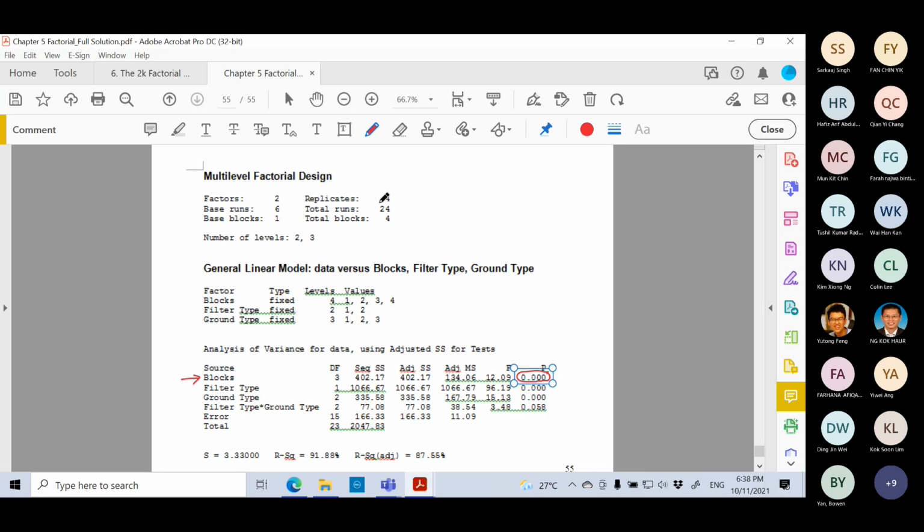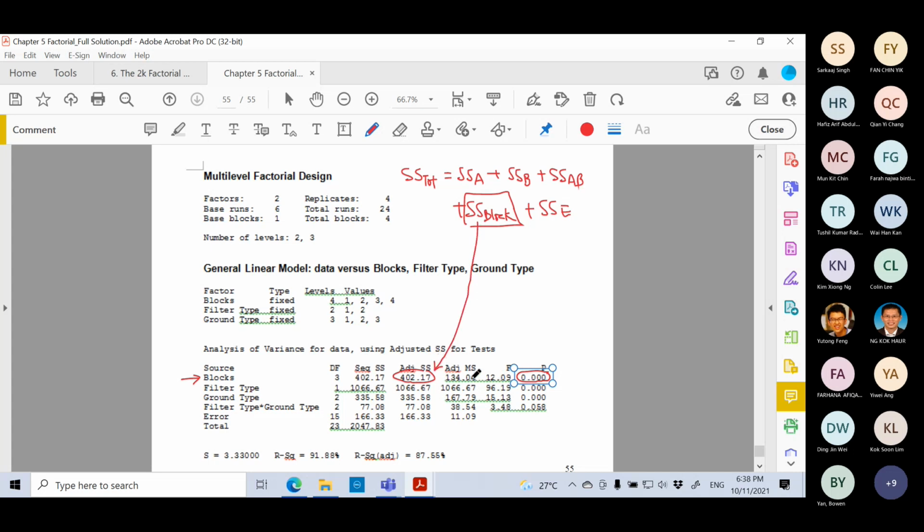So in this analysis, you have the sum of squares for total equal to the sum of squares for factor A plus the sum of squares for factor B plus the sum of squares for AB plus the sum of squares for the block plus the sum of squares for the error. So the sum of squares for the block will be obtained from here, 402.17. Okay, you can use either here or here. So this is the sum of squares for the block.